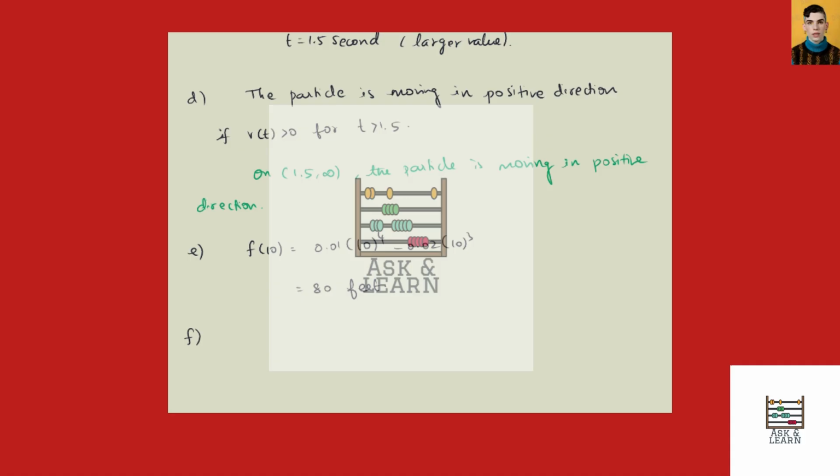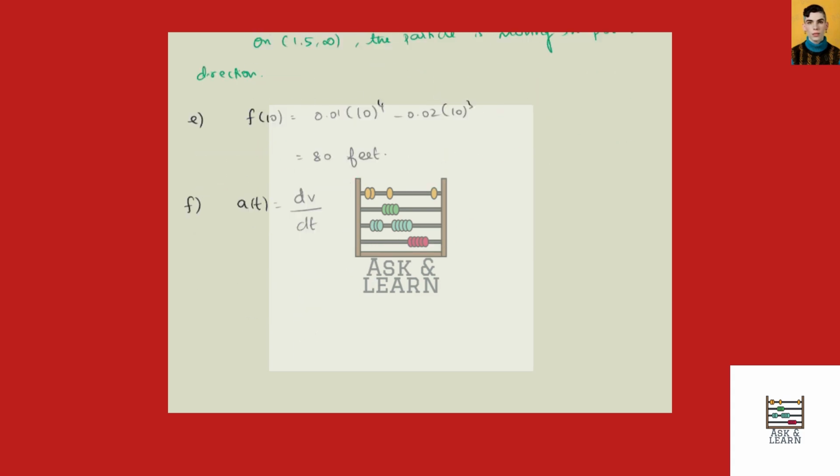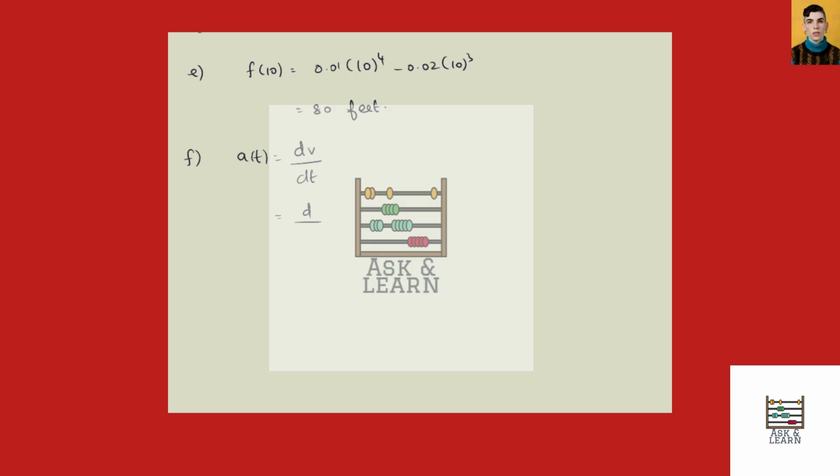And then we have to find the acceleration at time t, where a of t equal to dv by dt, that is differentiation of the velocity with respect to time t, that is d by dt of 0.04 t cube minus 0.06 t square. By differentiating this, we will get a of t, that is the acceleration, equal to 0.12 t square minus 0.12 t feet per second square.